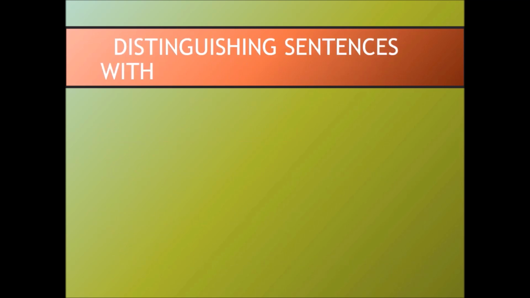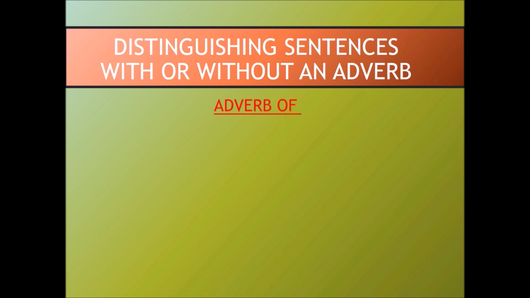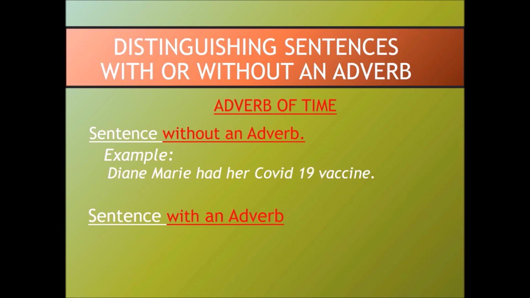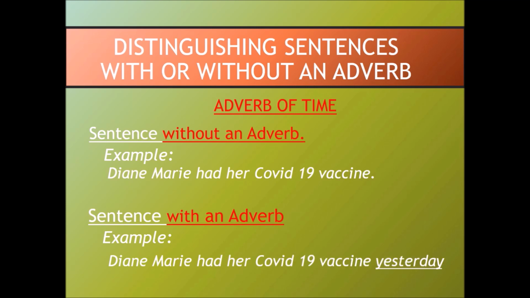So this time let's have the adverb of time. Sentence without an adverb. Example, Diane Marie had her COVID-19 vaccine. Sentence with an adverb. Example, Diane Marie had her COVID-19 vaccine yesterday, where yesterday is the adverb of time. There.